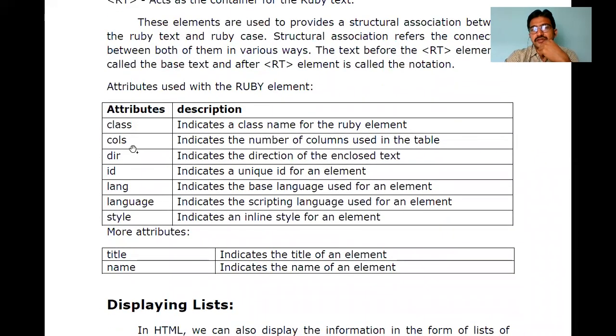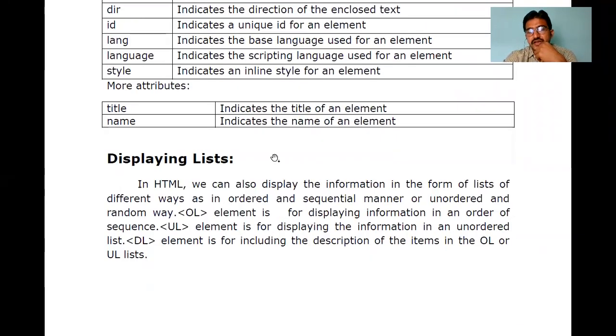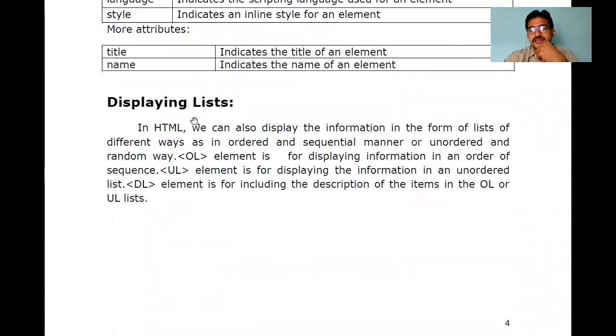And we have the unique attributes compared with div and span: cols, COLS, and we have style. Okay. And next subtopic under this is list.